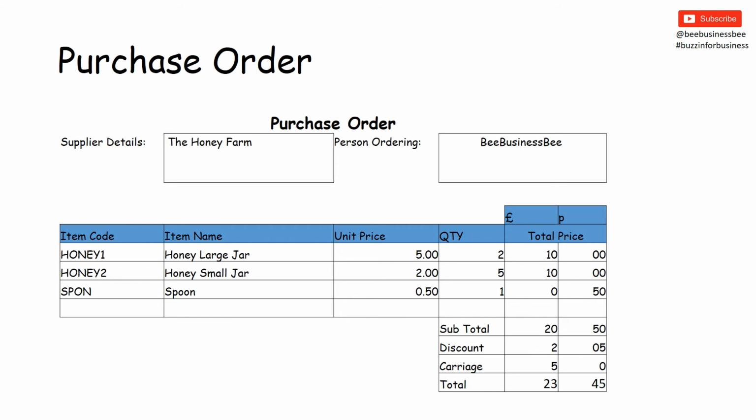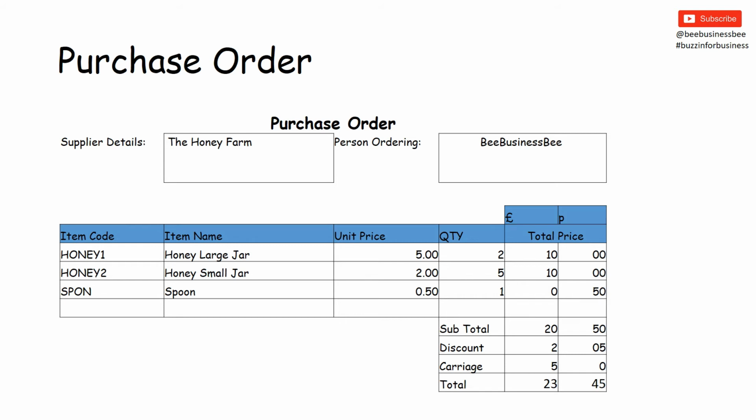And in this case here, we've got a 10% discount. So you can see there that there's a £2 and 5 pence discount. There's also £5 worth of carriage that needs to be added, or delivery. So you can see that £5 being added. Now, the way the total is calculated, if you're not sure, is that you obviously have to add your subtotal and your carriage together, which obviously would give you £25 and 50 pence.